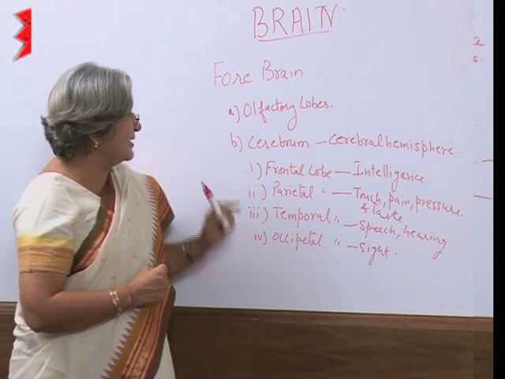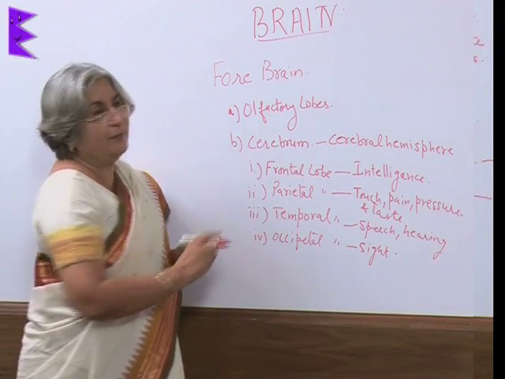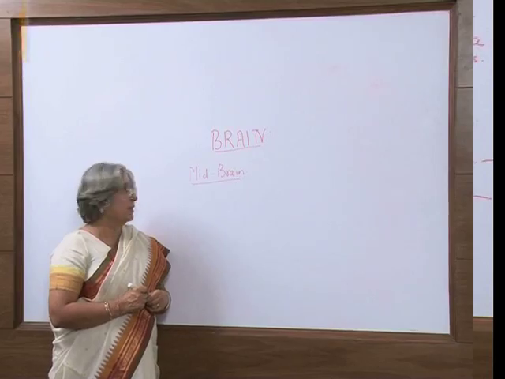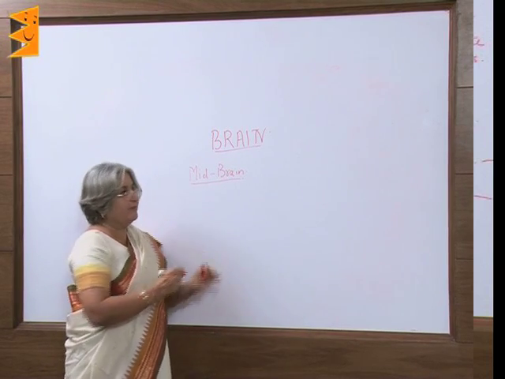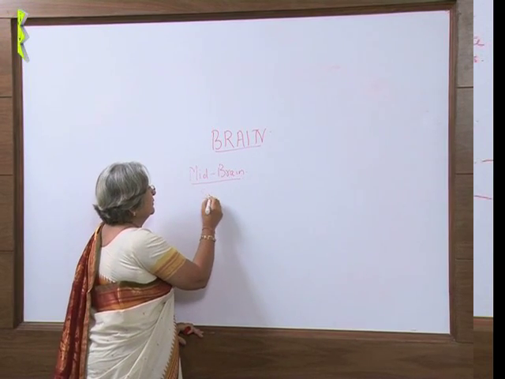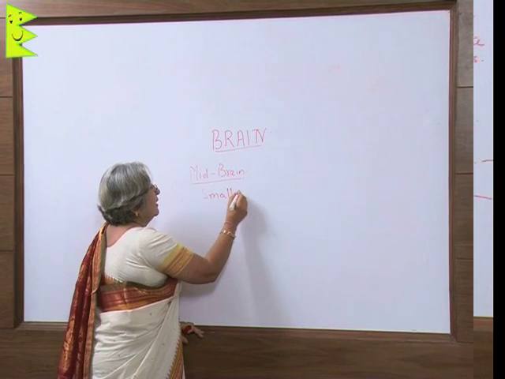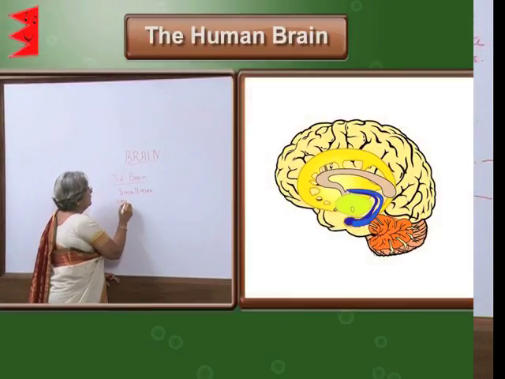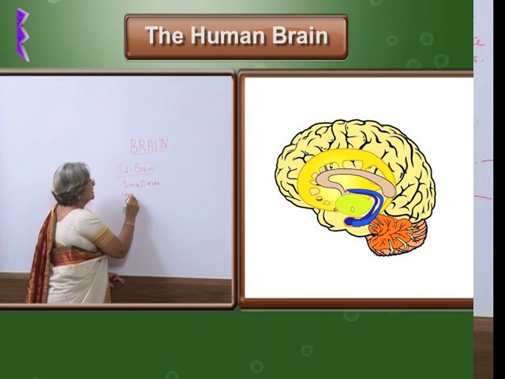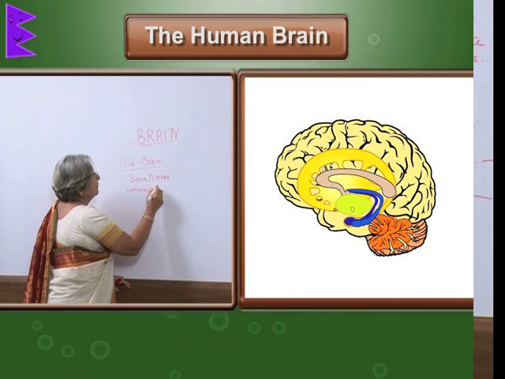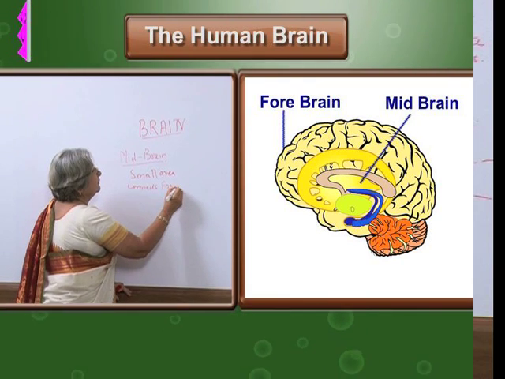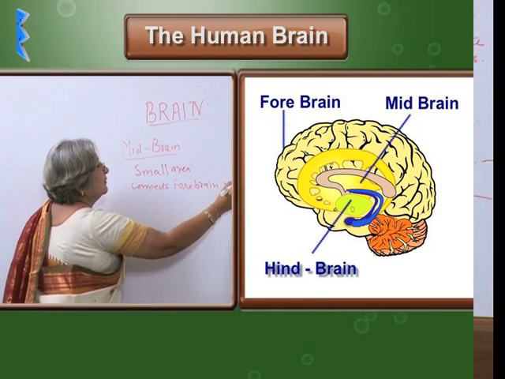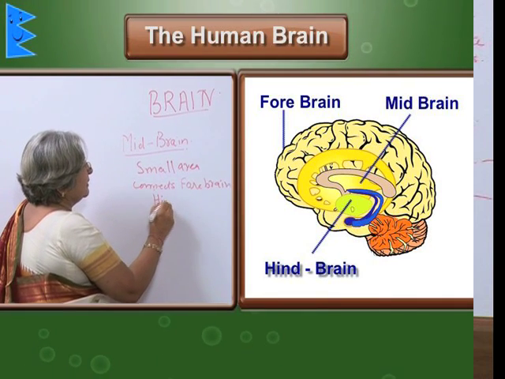So, after this we come to the midbrain. The midbrain is a very small area, and its main function is to connect. Midbrain connects forebrain with the hindbrain. So, you can say it is just a connection.